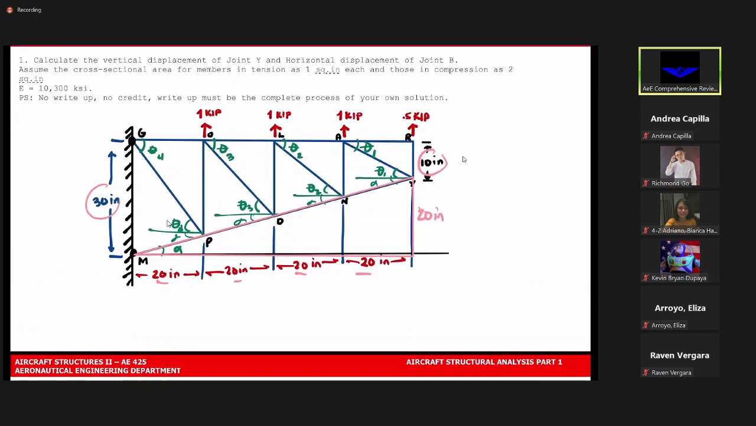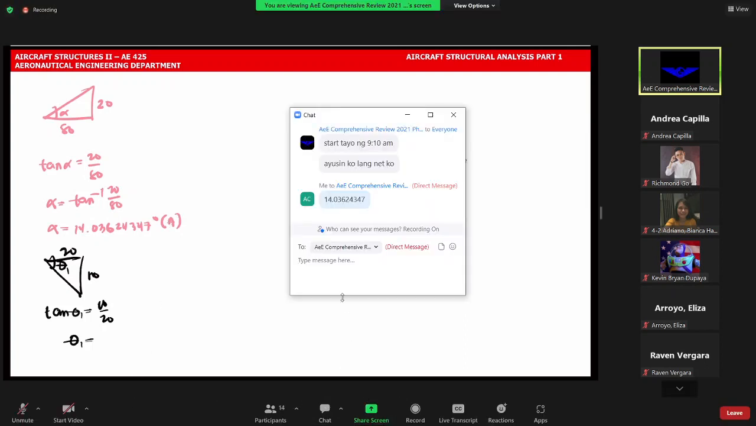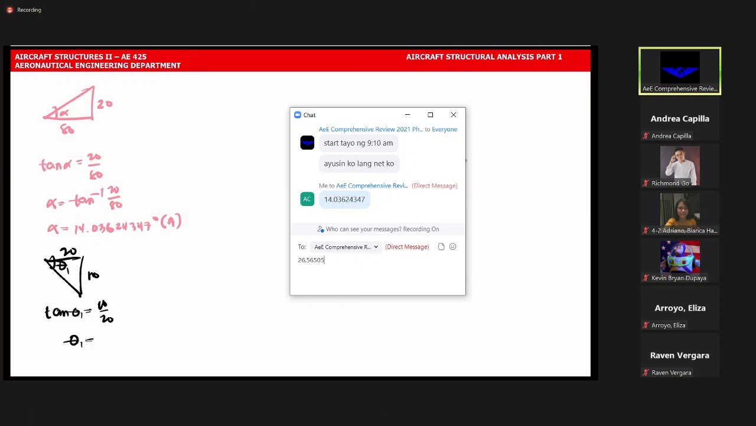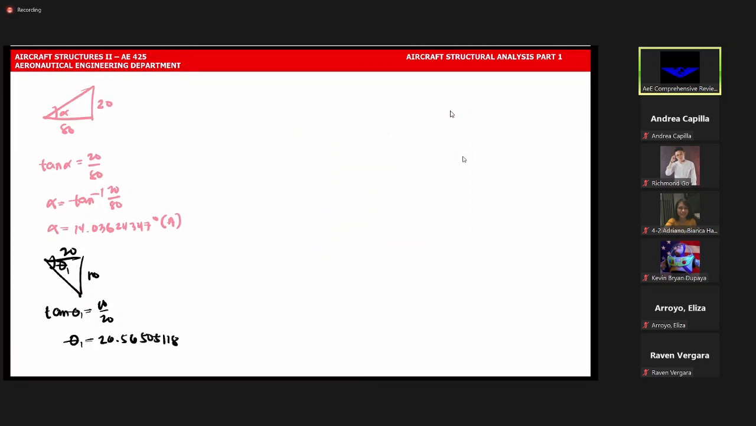Yung theta mo naman, itong triangle na to, yung i-consider, theta sub 1, tama? So yung theta sub 1 mo is merong triangle na this is theta sub 1, this is 20, and this is 10. Okay? So that is tan theta sub 1 is equal to 10/20, and theta sub 1 is equal to what? Theta sub 1 is 26.56505118 degrees, store B ninyo. Okay, naka-shift store B.